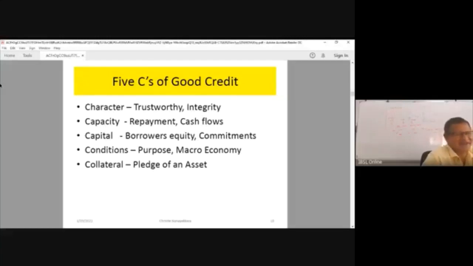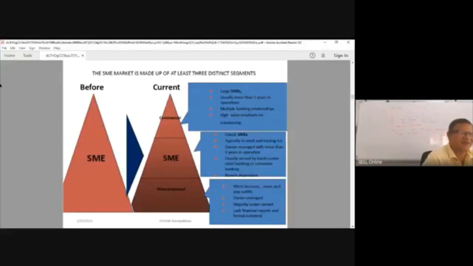So the 5 C's of good credit is somewhat difficult for your evaluation purposes, but it stands very good for all types of lenders. Always on retail credit, they apply these 5 C's of good credit. Now I move on to SME.